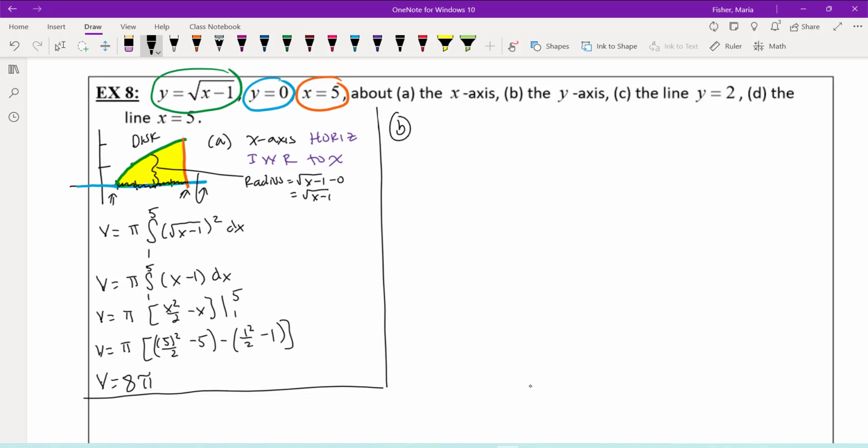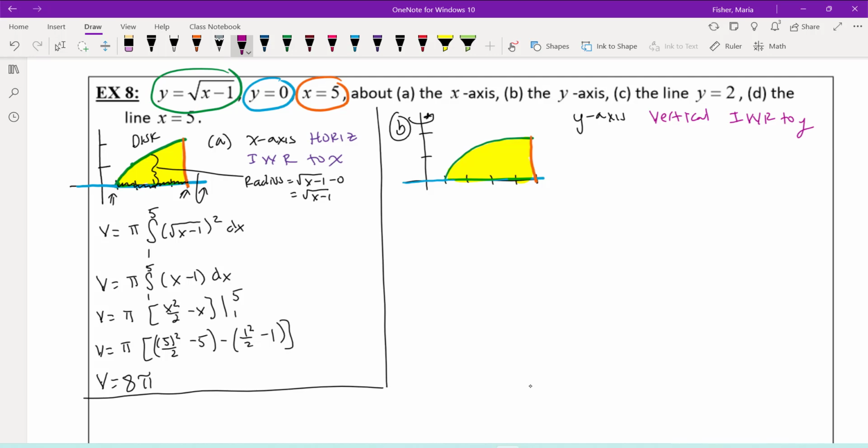Part B has the exact same region, so I'm going to go ahead and draw the region again. It is this square root function. It's going to be the x-axis, the line x equal 5. This is then my region. Now what I need to do is I need to determine what I'm rotating about. Well, part B is the y-axis. If I'm rotating it about the y-axis, it is vertical. If it's a vertical axis of revolution, I know I need to integrate with respect to y. So I need the limits of integration in y.